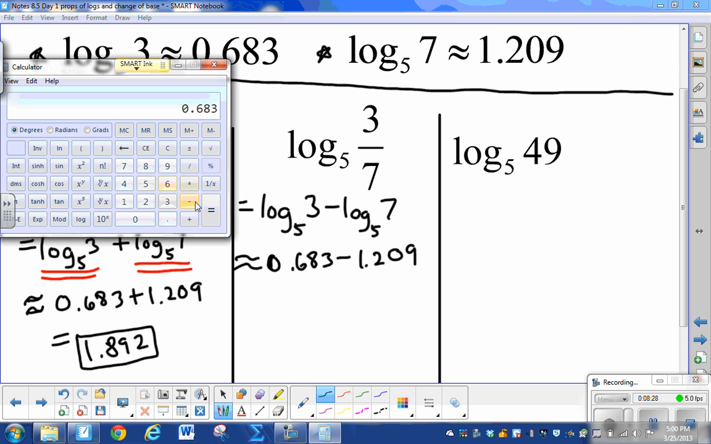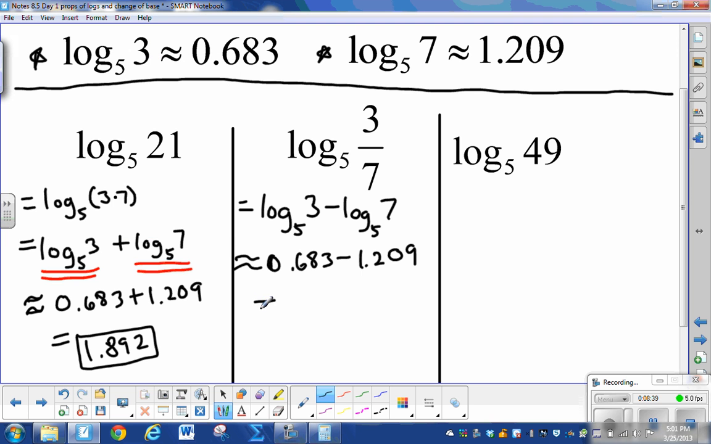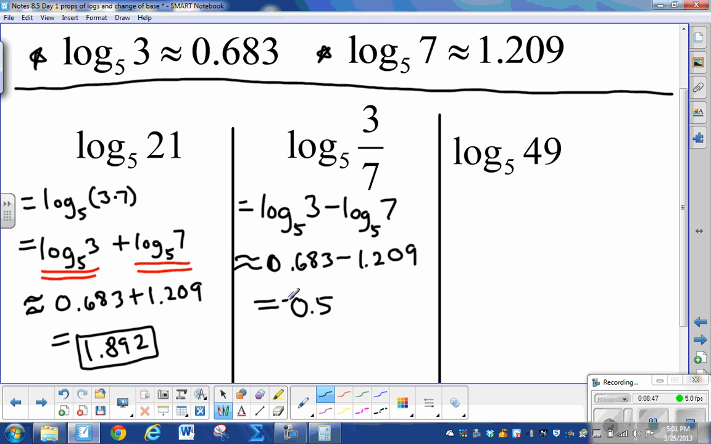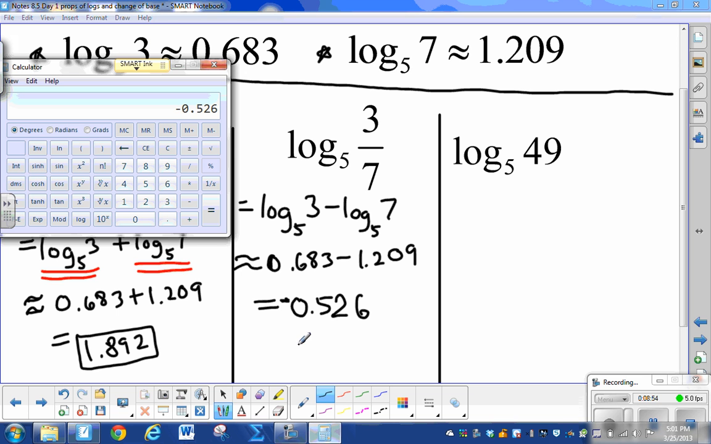0.683 minus 1.209. There you go, 0.9. Right, and you will get equals 0.5, and I think that was 83, 0.526 negative 0.526. So to check our answers, that should be approximately the same as 3 over 7.